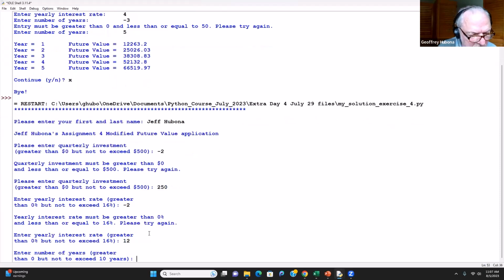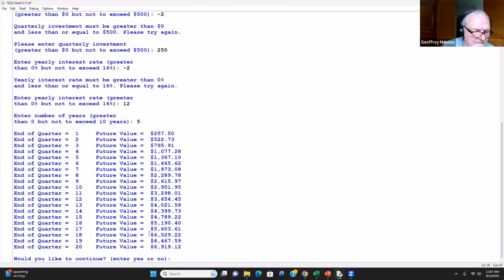So say yearly would be 12%. Number of years, let's just do 5. And notice it's printing out. It performs the same sort of calculation, but it's doing it on a quarterly basis instead of a yearly basis. And it is formatting everything as dollars and cents with two decimal places, like it should, and a comma in the right place.